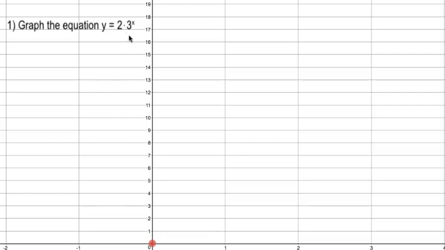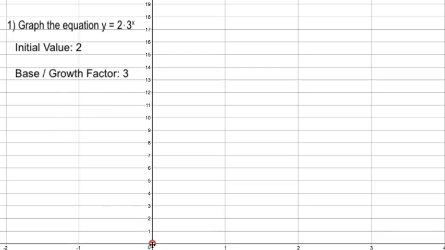So let's look at our first equation to graph, y equals 2 times 3 to the x power. And the first thing we need to do is identify the initial value and the base from this equation. And so it turns out that our initial value is 2, and that our base, or our growth factor, is going to be 3. Now that I have that information, I can use those values to plot points on the graph.